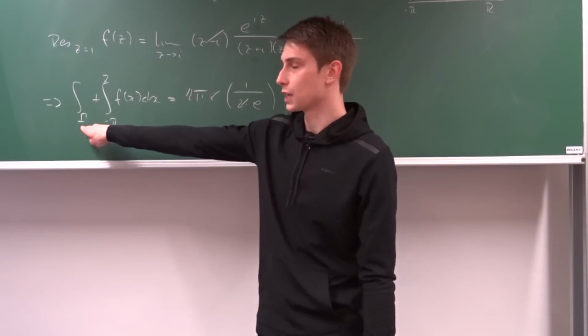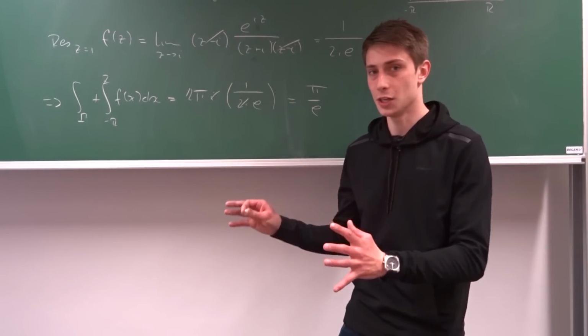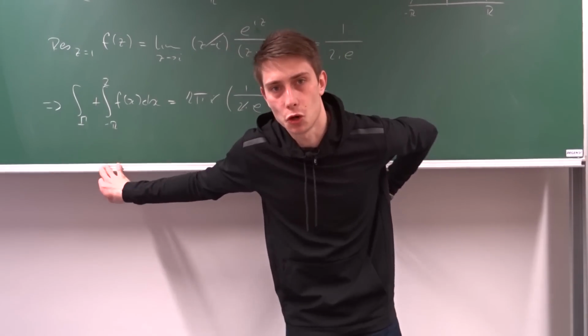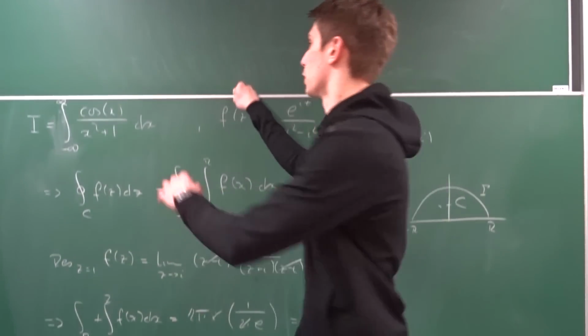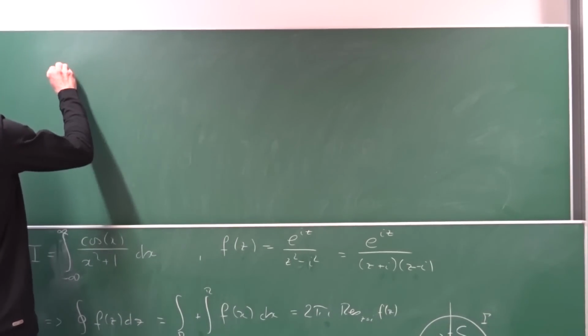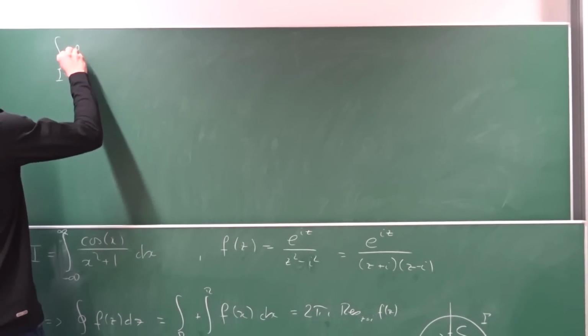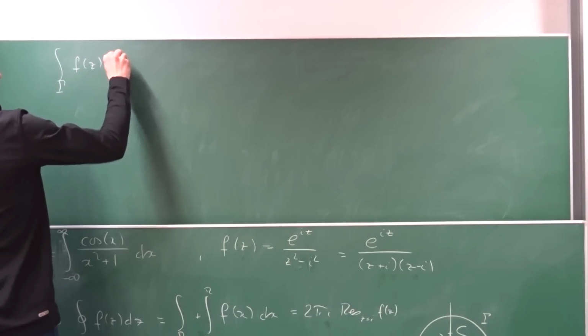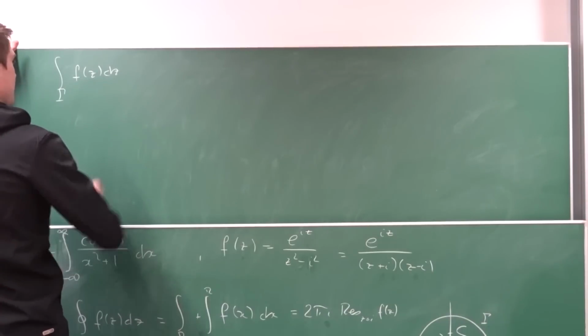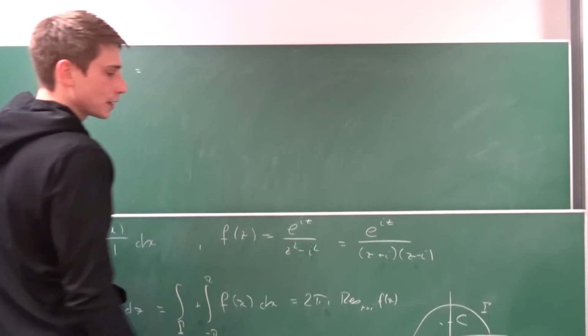And we need to show that our gamma integral is going to vanish when r approaches infinity. And that's what we are going to show now. So let's take a look at the curvy boy gamma. So we have this integral gamma of f of z dz. We need this z now because it's along the imaginary axis. Okay, now we can plug everything in.